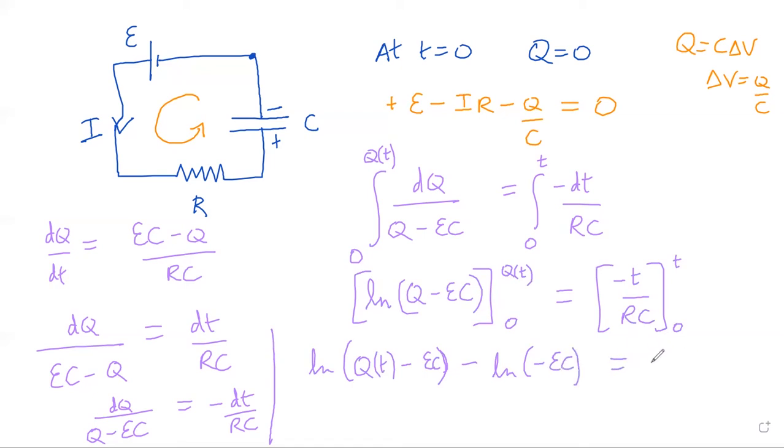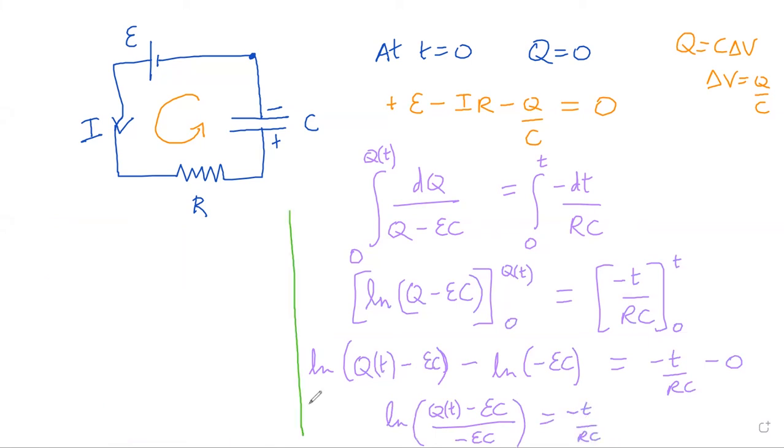And on the right-hand side, we have minus t over RC minus 0. We recall that log of A minus log of B is the same as log of A over B. So we have natural log of q of t minus EC divided by minus EC, and on the right-hand side, we just have minus t over RC. We would like to solve for q as a function of time. So to get rid of the natural log, we take the exponential of both sides.